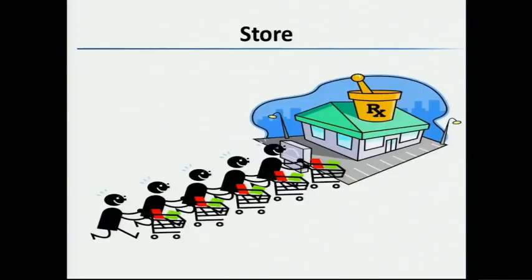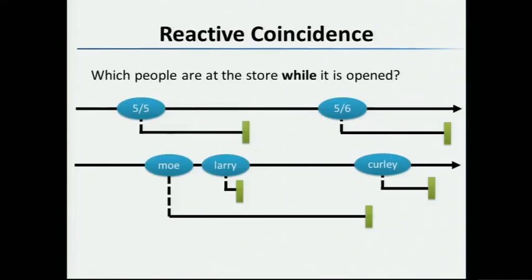Now let's look at another example. Suppose we have a store here, and we have a number of customers coming in, and we want to compute when customers are in the store during a certain period of time. For example, when the store is open to when it's closed. So we start off with two different dates here. We have May 5th and May 6th, and each one there's an event when the store opens, and then there's a period of time until it closes.